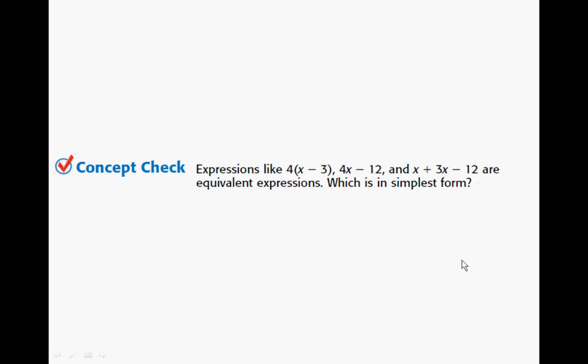So let's do a concept check. Expressions like 4 times the quantity x minus 3, 4x minus 12, and x plus 3x minus 12 are equivalent expressions. Which is in its simplest form? Again, go ahead and write down your answer, and then when you're done, click to see what the answer is. You should have said 4x minus 12.